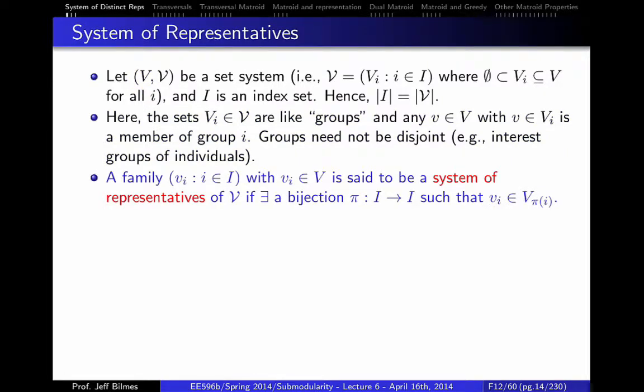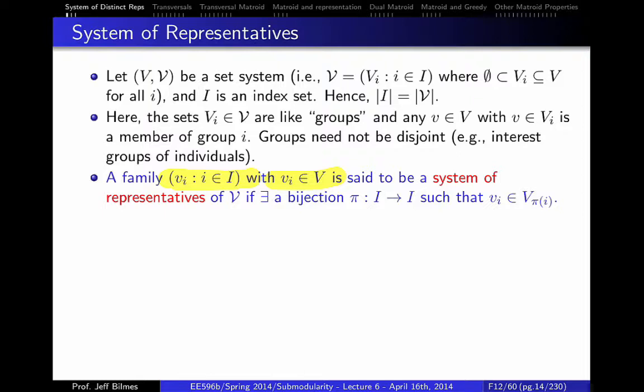Now, a system of representatives is basically a family, namely a set of elements, one for each element in I. So lowercase v_i is a member of V_i. And it's a system of representatives if essentially every group has a representative. It's just what it basically represents. For each group, you choose a representative, and so you have as many representatives as you have groups.